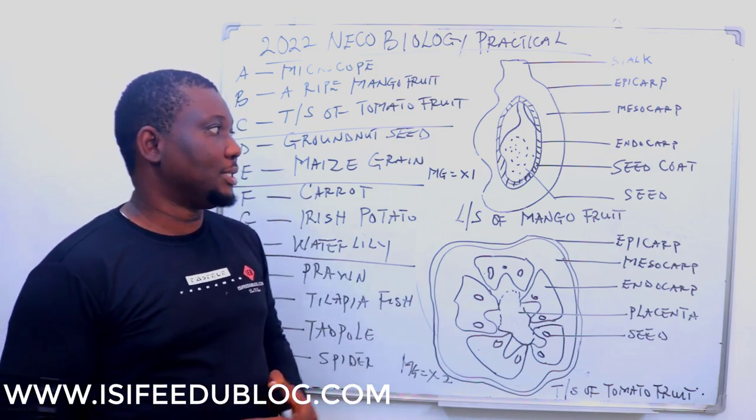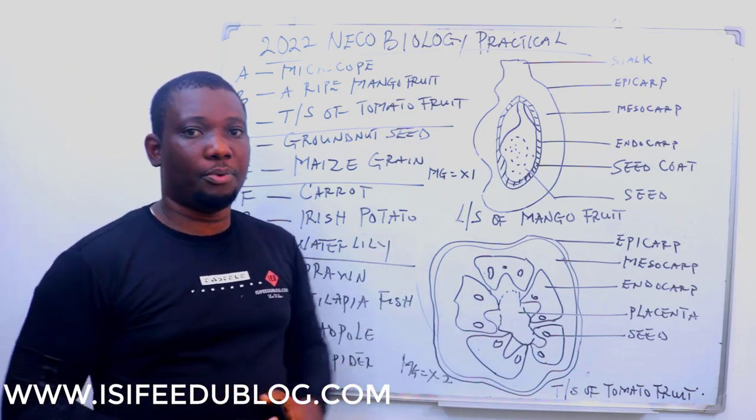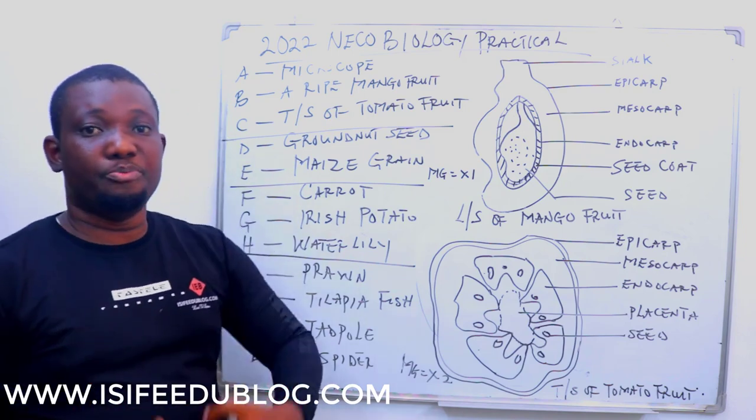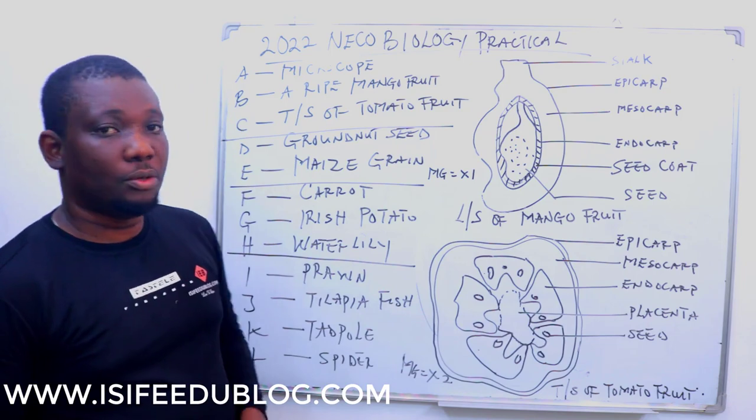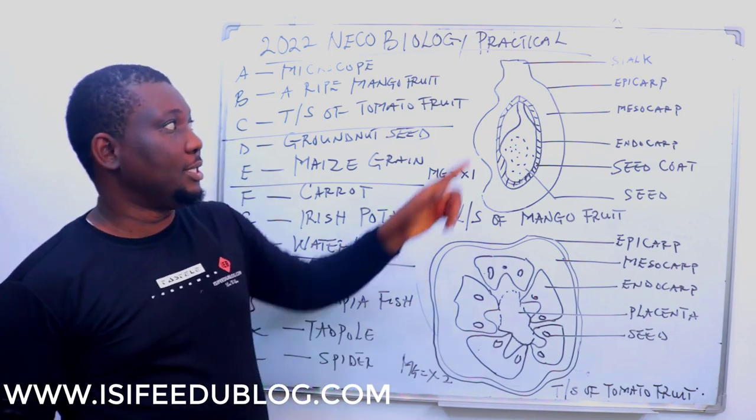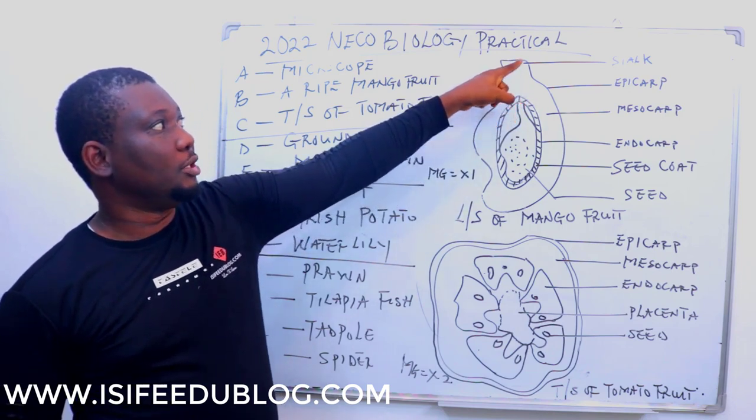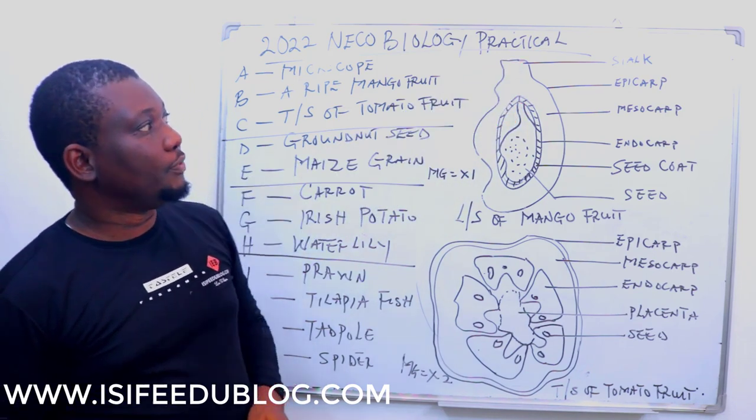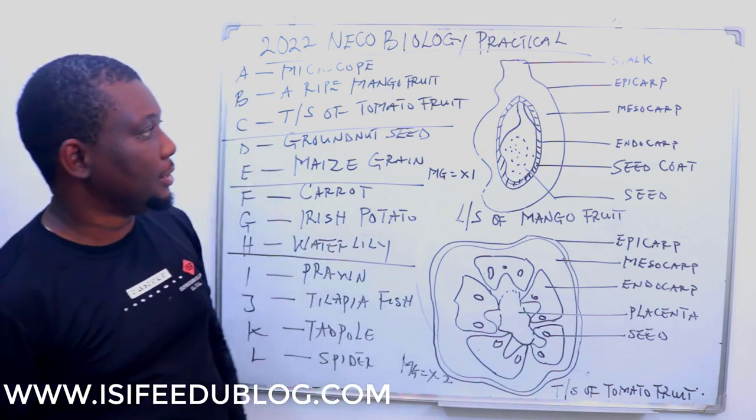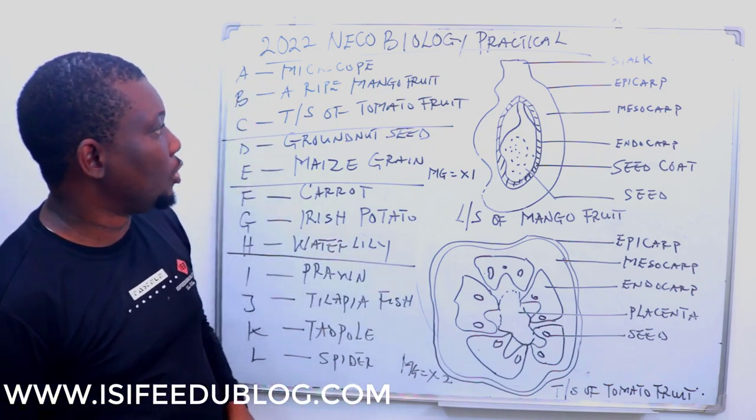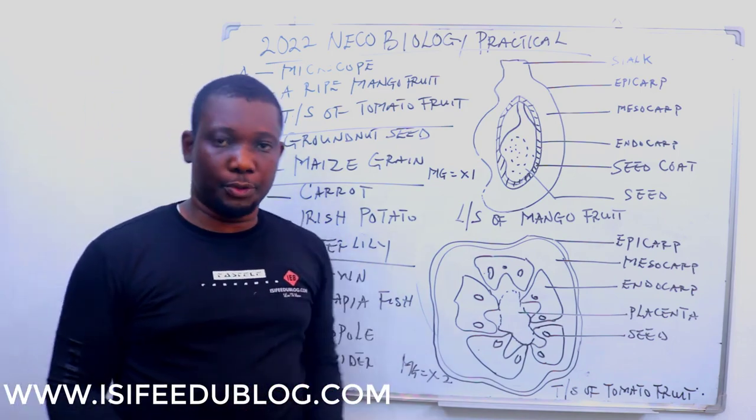You can also see that it has a kidney shape, or C shape, or even a bean shape. These are what you observe. You can also see that there is a remain of stalk on it, on the top of the fruit. You see a stalk on it. These are what you also observe from a mango fruit.